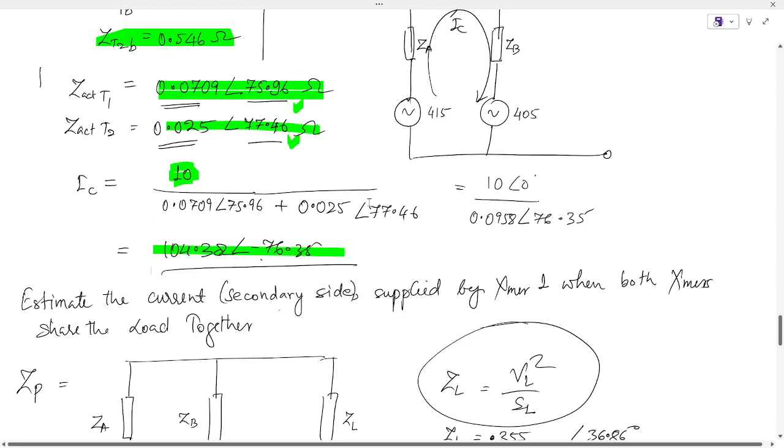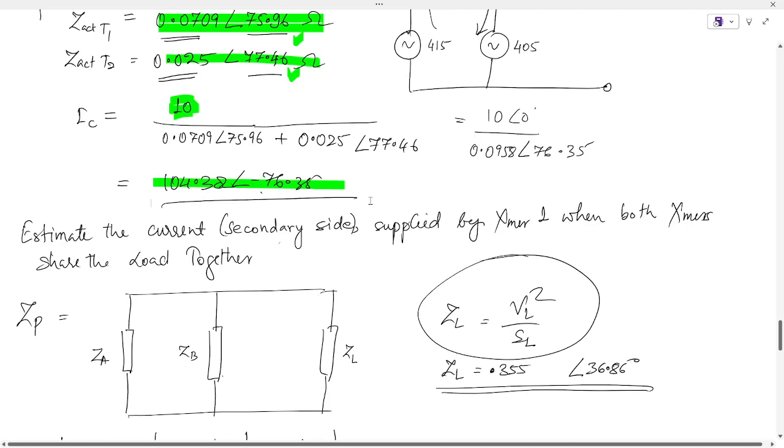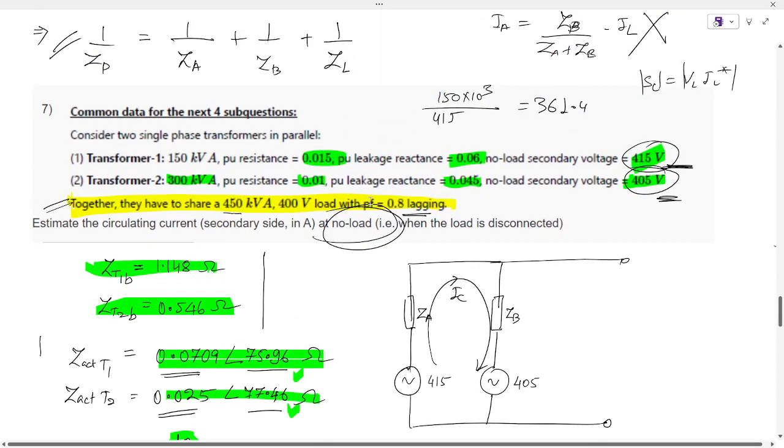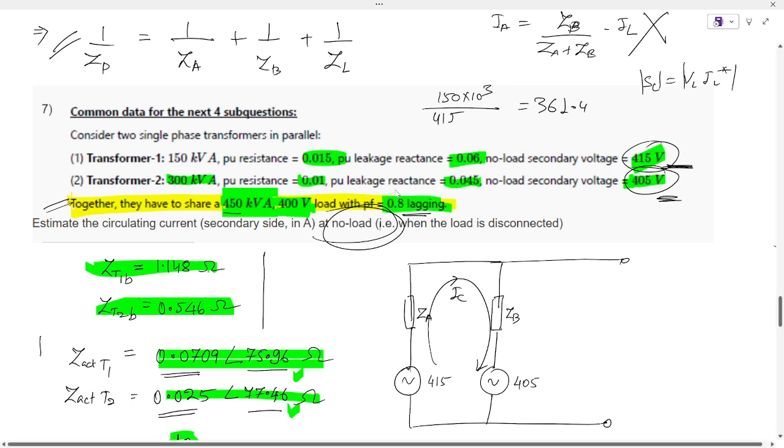Now we estimate the current supplied by each transformer when both transformers share the load together. For this we need to go with the Millman theorem. The load to be shared is 450 kVA, 400 volt, at 0.8 lagging.